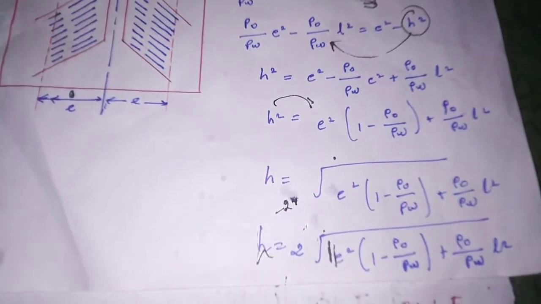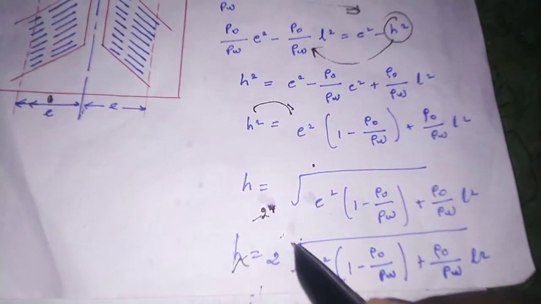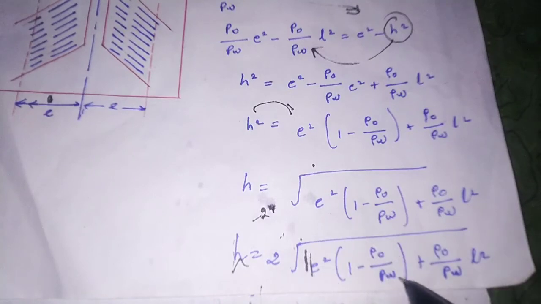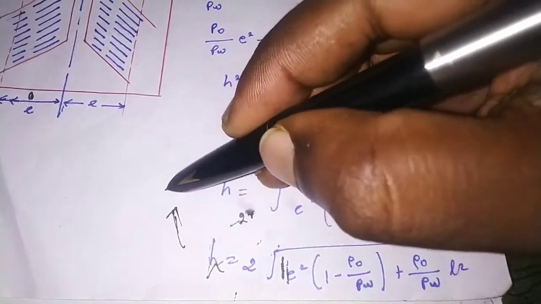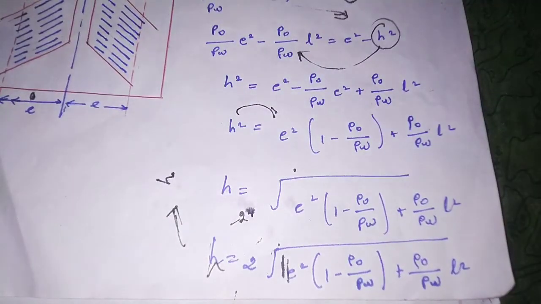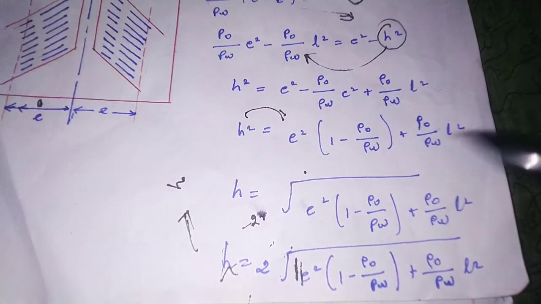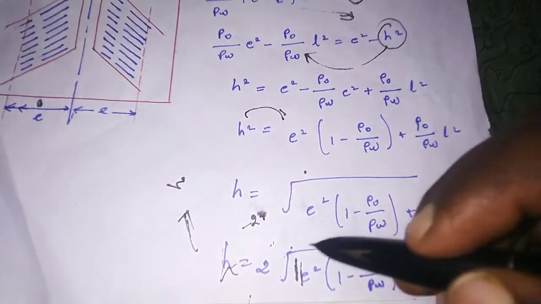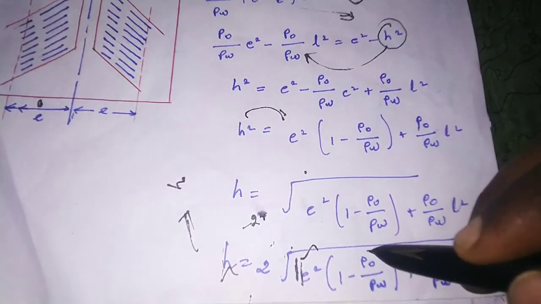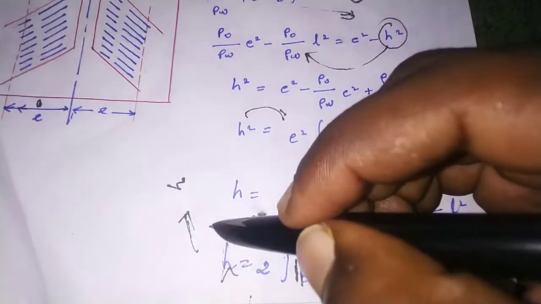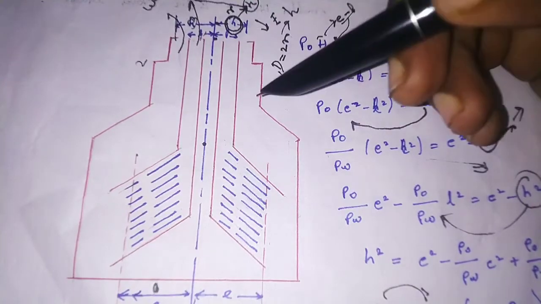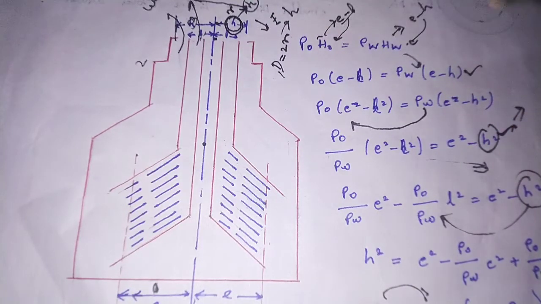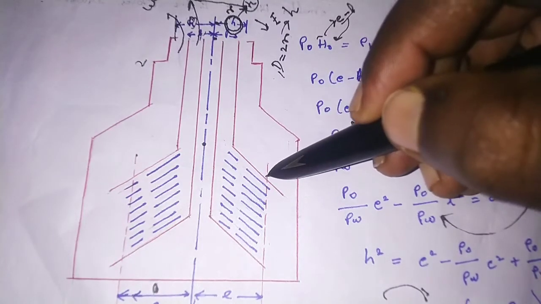So the final equation is H is equal to 2 root of E squared into 1 minus rho naught divided by rho W, plus rho naught divided by rho W L squared. By this simple equation, we can find the H value with respect to density. If I know the E, L and rho naught values, these three values, we can find the H value. So by increasing or decreasing the H value, irrespective of any increase or decrease in oil density, we can maintain the E line at point E.